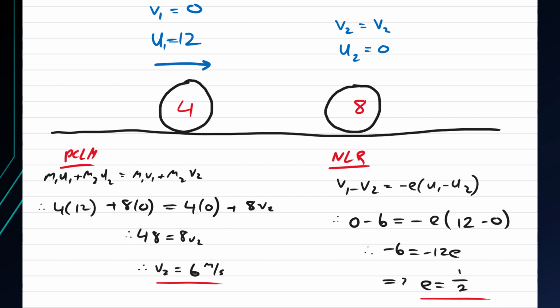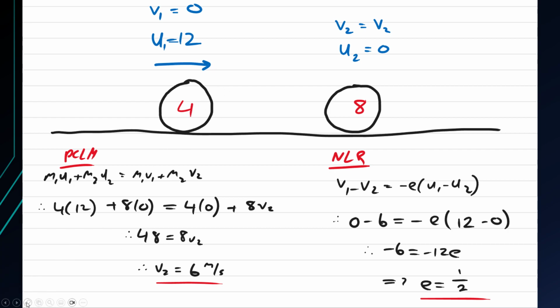So here's a little diagram of what's actually going on. We have our 4 kilogram sphere moving at an initial speed of 12 meters per second to the right, which I've defined as positive, and the initial speed of this second one is 0 because it starts stationary, and it moves off at v2. And of course, this one comes to rest as a result of the collision. So its final velocity is 0.